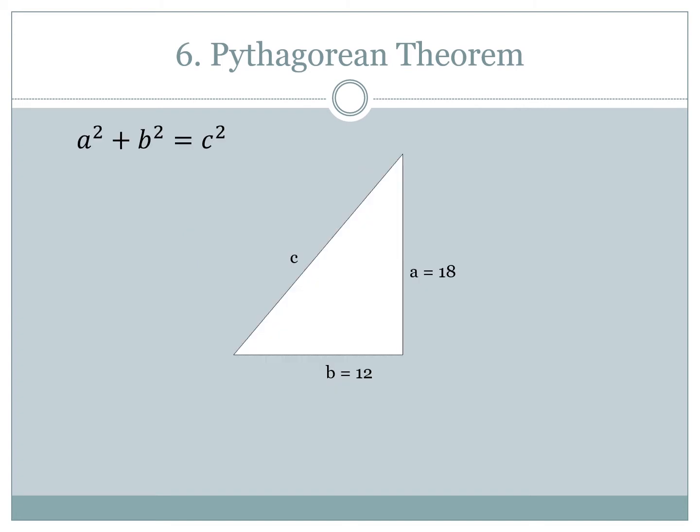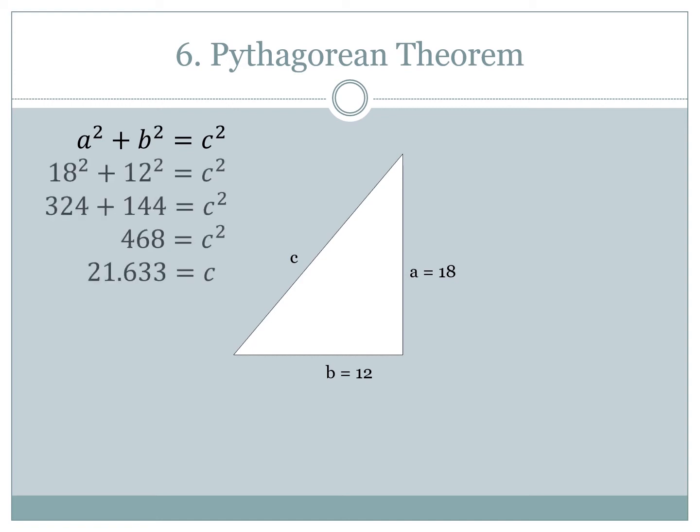Let's look at an example. On the top of the screen, we have our Pythagorean theorem of a squared plus b squared is equal to c squared, and we have a right angle triangle with two known sides. Anytime that we have two known sides, we can use Pythagoras in order to help us solve it. Since side A is 18 and side B is 12, we can put those values into the formula, which means that we have 18 squared plus 12 squared, which is the same thing as 324 plus 144, which is the same thing as 468.